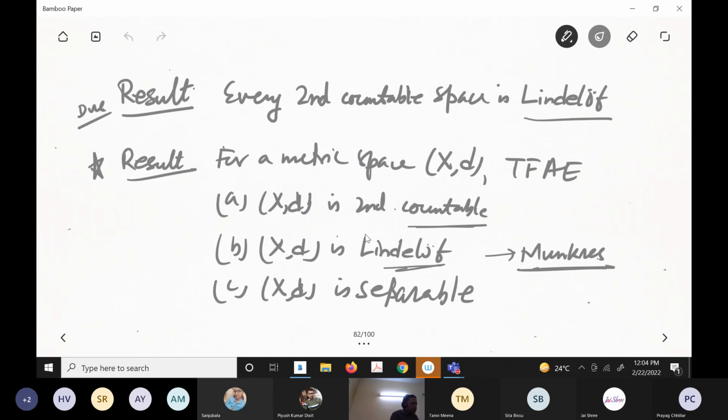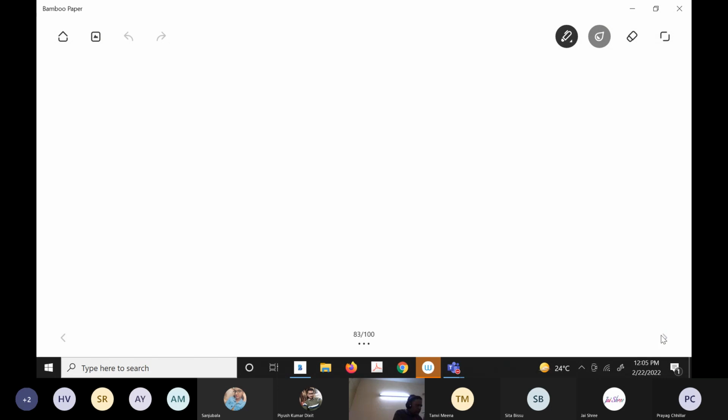Okay, so yesterday I did the result: every second countable space is Lindelof, and for a metric space, the following are equivalent. Let me first prove that every second countable space is Lindelof. Its proof is actually simple, but while writing you have to be careful. So that theorem is this.